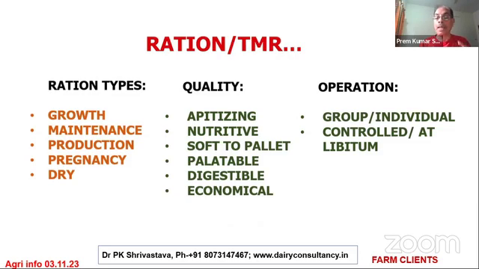It should be palatable, which means the moment the cow goes and eats it, the cow starts realizing, oh, fantastic food I'm eating, right? Digestibility: whatever she eats, ultimately it has to be digested, absorbed, go to the blood, and then be converted into milk. If that is not being done, there is no purpose of feeding.